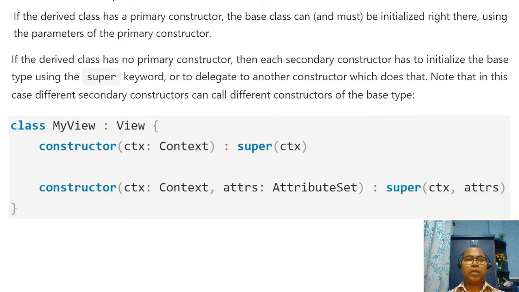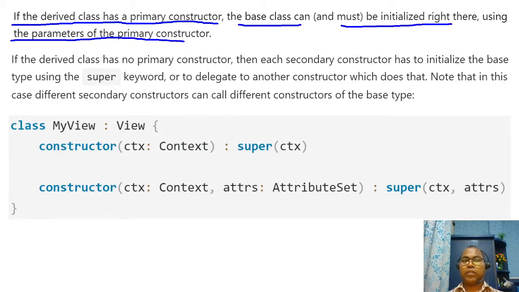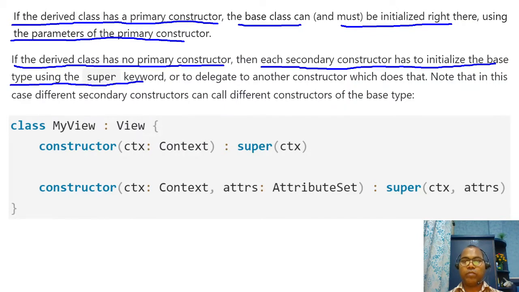So here, if the derived class has a primary constructor, the base class must be initialized right there with a parameter of the primary constructor, just like we pass name. If the derived class has no primary constructor, then each secondary constructor has to initialize the base type using the super keyword, or delegate to another constructor which does. So in the case of different constructors you can pass them.